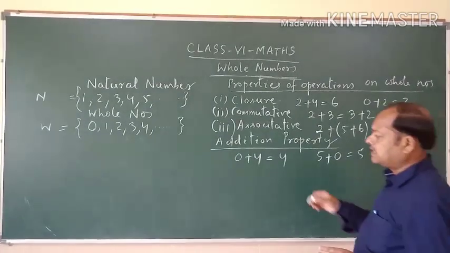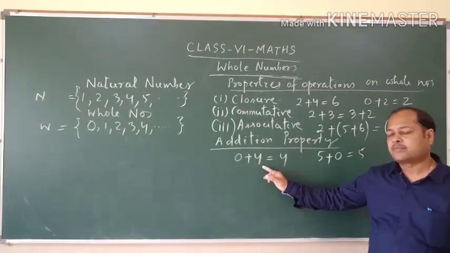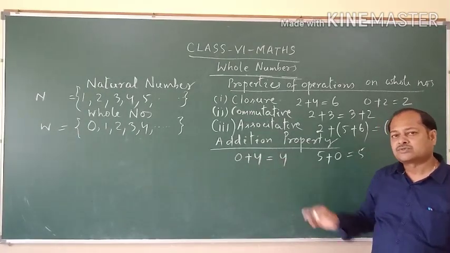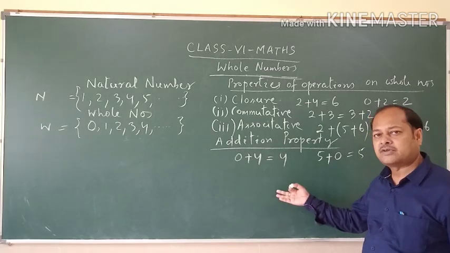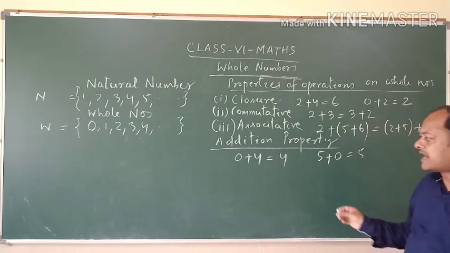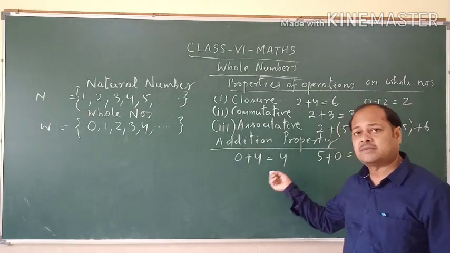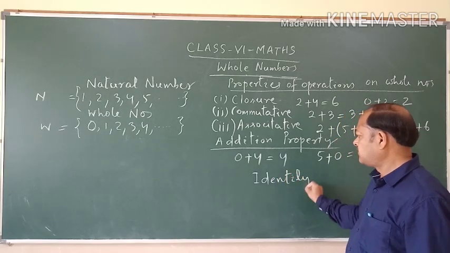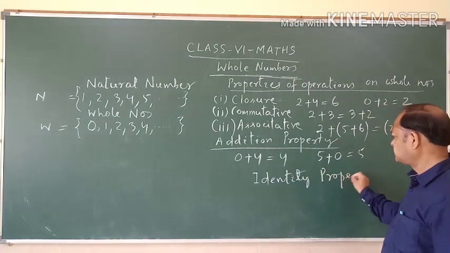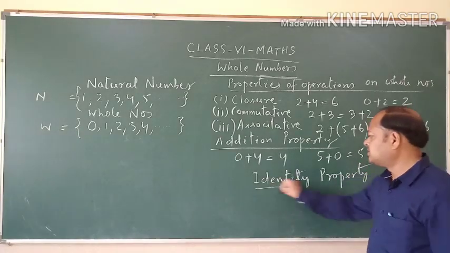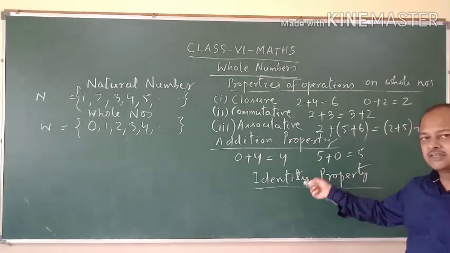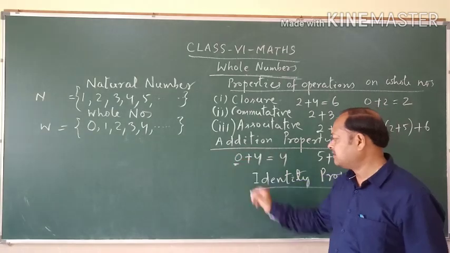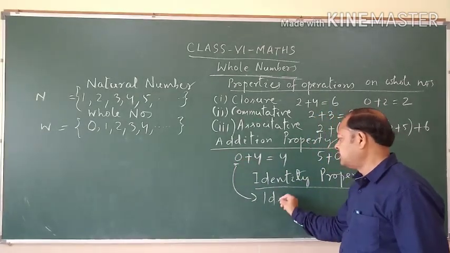So we see that adding 0 to a number does not change the number. I am adding 0 to the 4 here, and the result will be 4. So adding 0 to a number does not change the number. That's why it is also called identity property, because the identity of the number does not change. So adding 0 to a number does not change the identity of a number, and 0 is called identity element.